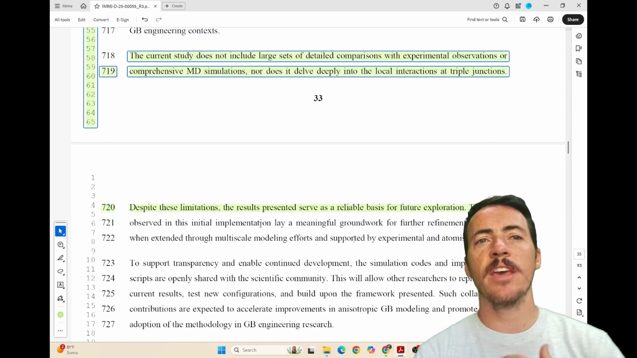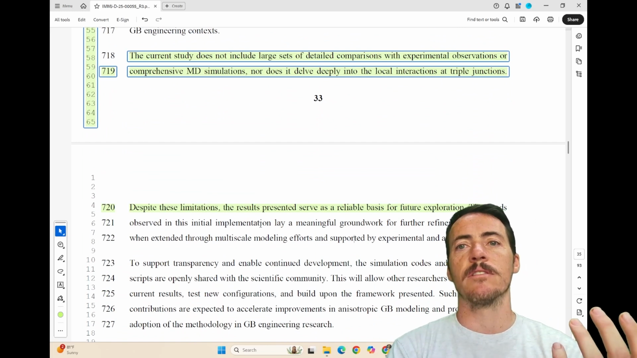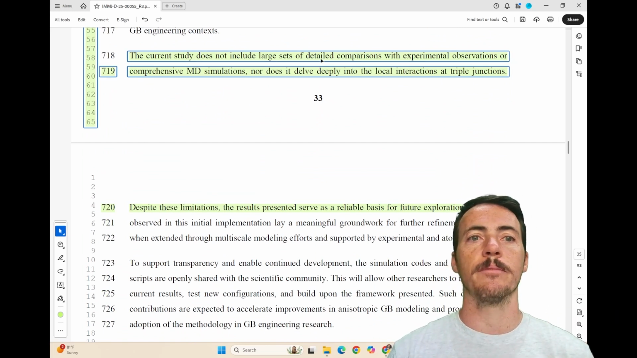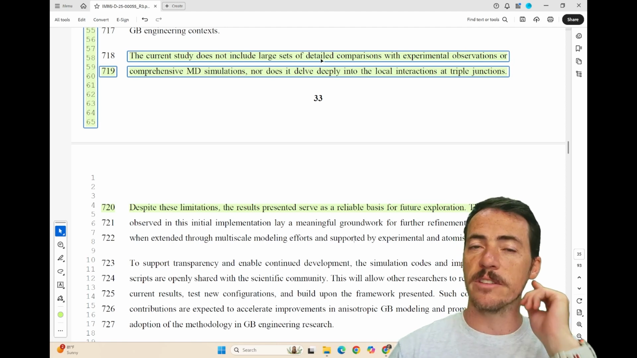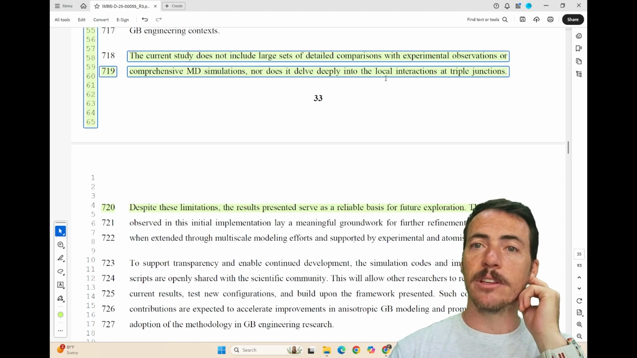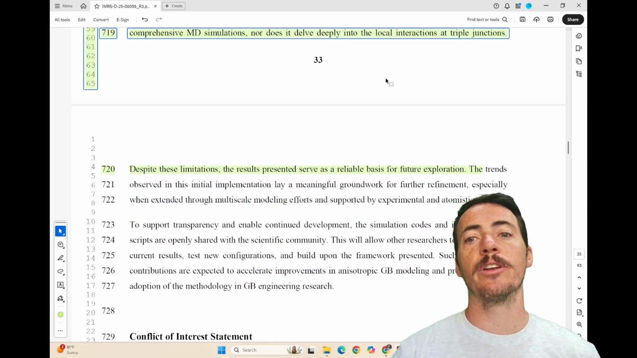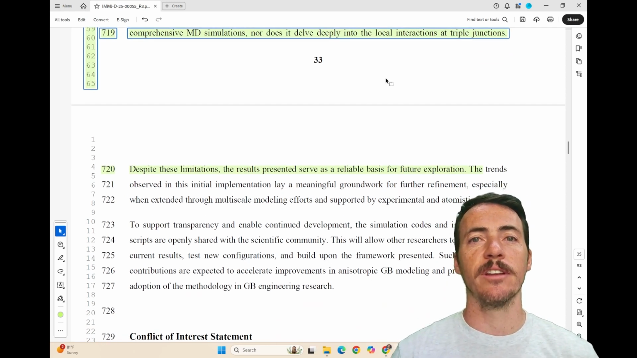And they do add this caveat that there are some limitations to this study. First off, it doesn't have a large set of comparisons with experimental observations or comprehensive MD simulations, and it doesn't dive deeply into local interactions at these triple junctions, but it does provide a pretty reliable basis for future exploration, and I hope you'll learn more in the latest issue of IMMI.